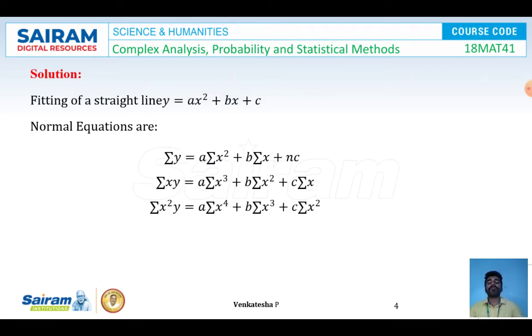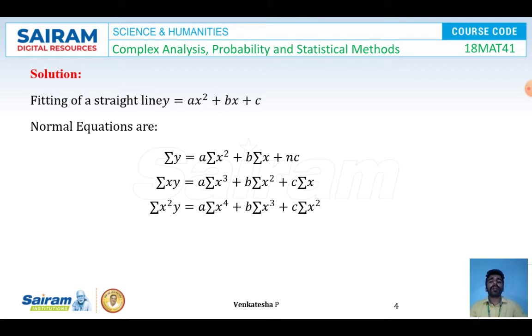So take the equation. First apply summation on both the sides. We'll be getting Σy = aΣx² + bΣx + nc. Multiplying by x for this equation and applying summation, we'll be getting Σxy = aΣx³ + bΣx² + cΣx. Next, multiplying by x² for this equation and applying summation, I got Σx²y = aΣx⁴ + bΣx³ + cΣx².